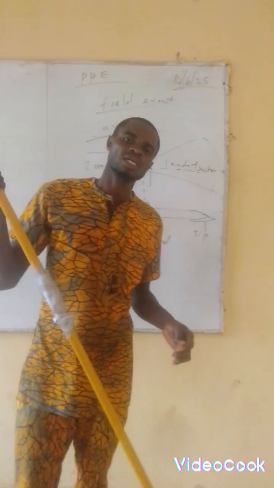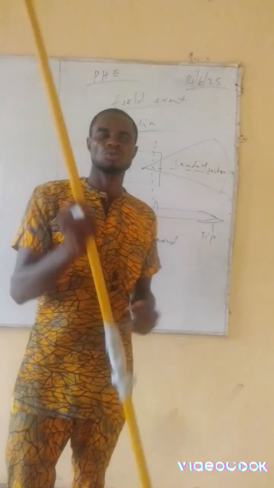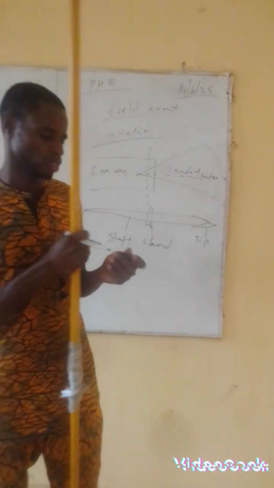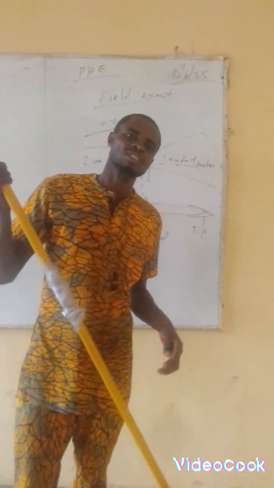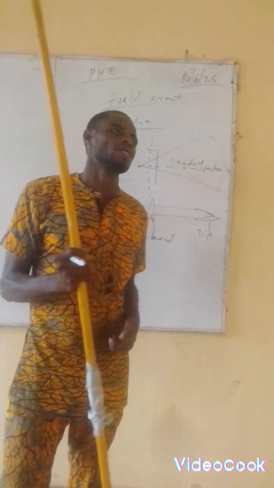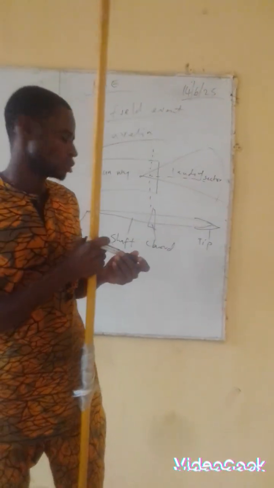Now, let's first of all look at the javelin throw. So, what is javelin? Javelin is a spear-like metal or material of light weight, about 2.5 m, that is 8 feet long, that is thrown over a distance.